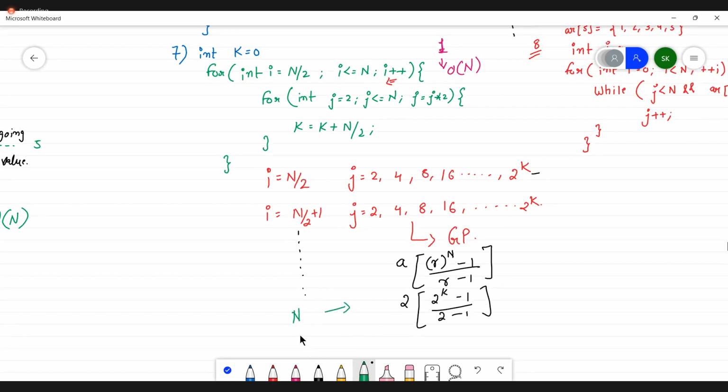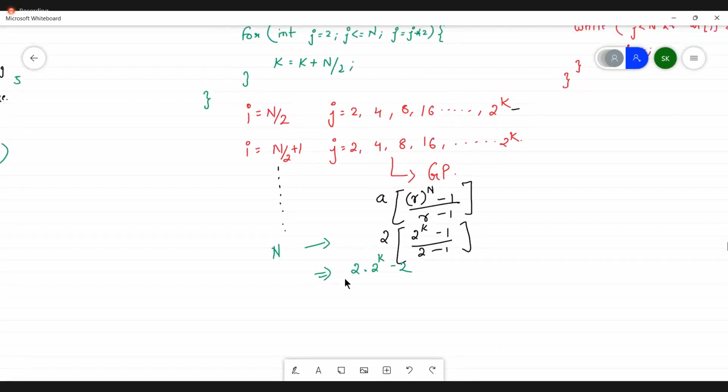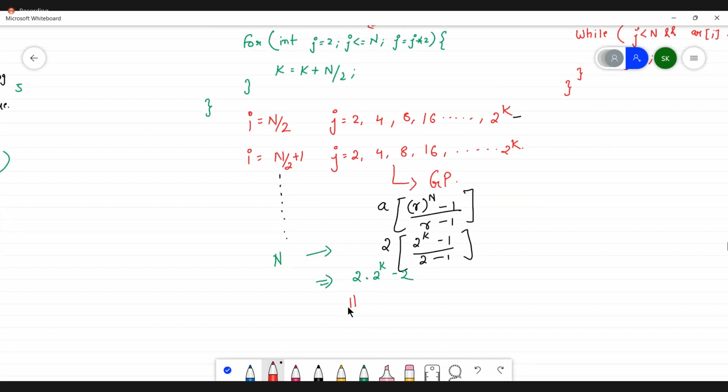For the inner loop, you can see that it is going to be 2 into 2 to the power k minus 2. Ignoring the constant terms, you will be getting here n for the outer loop multiplied by 2 to the power k for the inner loop. This is going to be the time complexity. This time, we are not going to find the value for k because we don't actually know where your end is going to be. Okay. Are you all getting this?